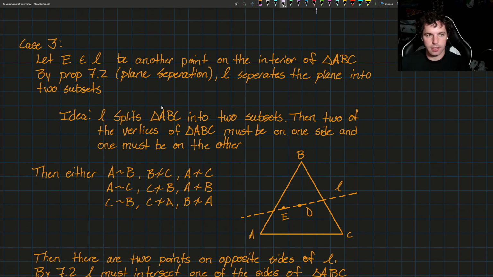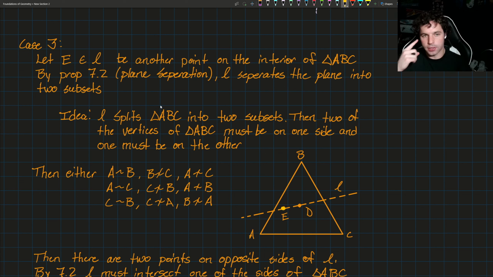Case 3, this is probably the most interesting case. So let E be on L, and that's going to be another point on the interior of triangle ABC that's not point D. Okay, so down here I have this drawn. Right, we have point D, which is given to us automatically. And now we have point E, which is on the interior of triangle ABC.